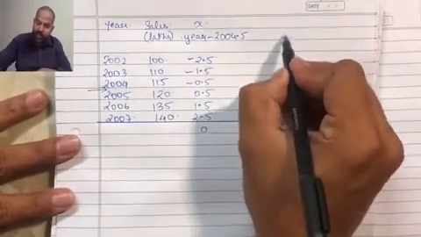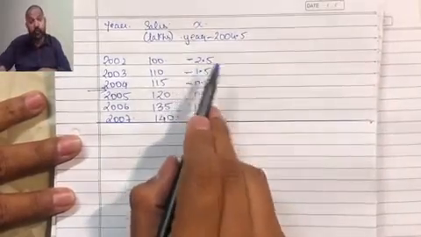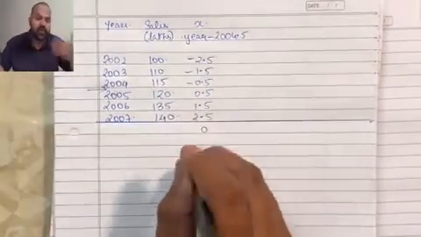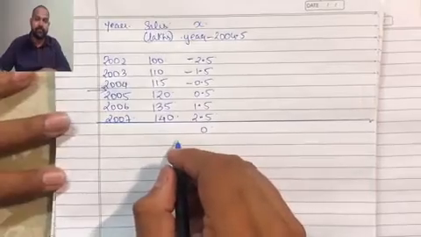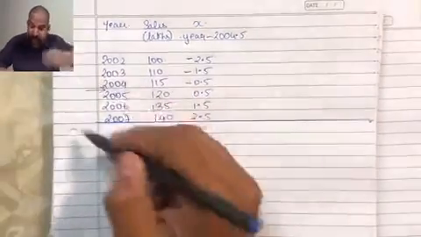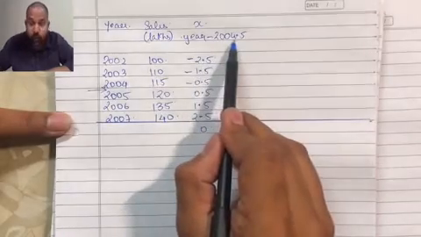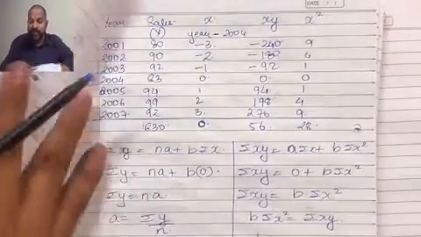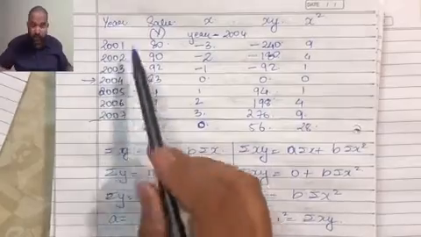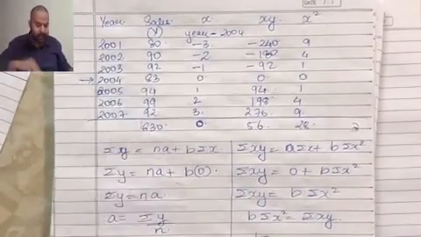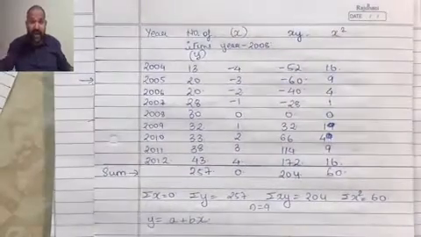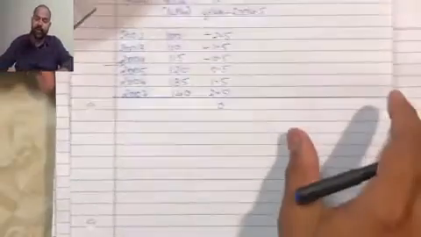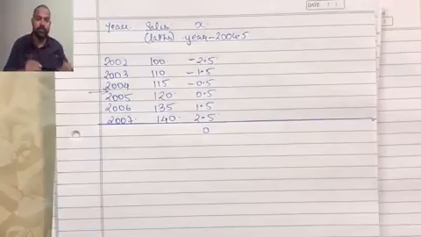You know what will happen when I find x, y? 100 into negative 2.5, 110 into 1.5, 115 into 0.5. Calculations are becoming slightly more difficult. And that is why, whenever there is an even number of periods, the center works out to be 2004.5, not a perfect value. Why didn't this happen before? Well, this didn't happen before because there were seven values. Seven values, the center is perfect. There were nine values. When there are nine values, the center is perfect. When there are odd values, the center is always perfect. When there are even values, the center is not perfect.